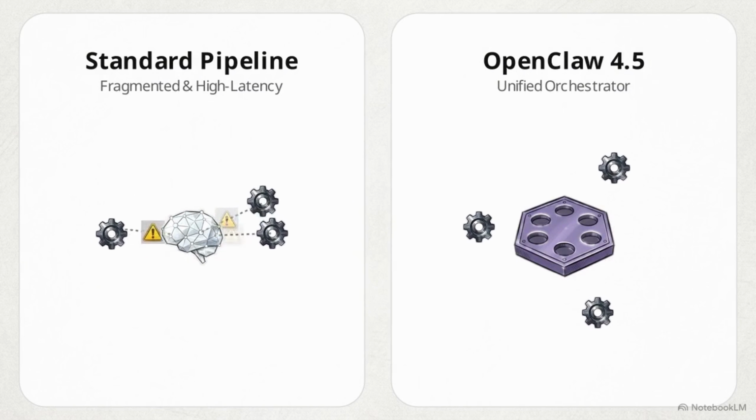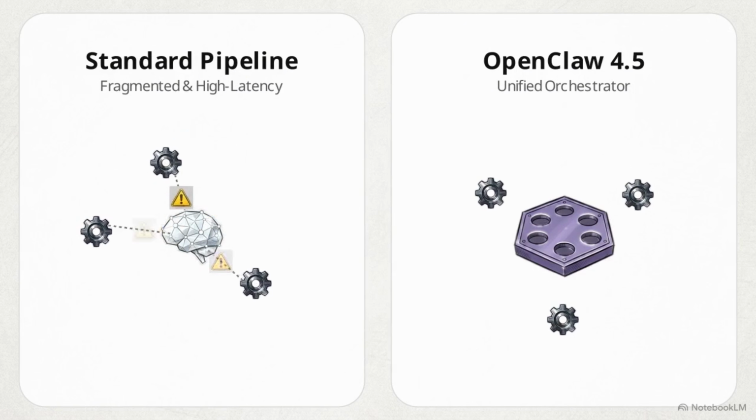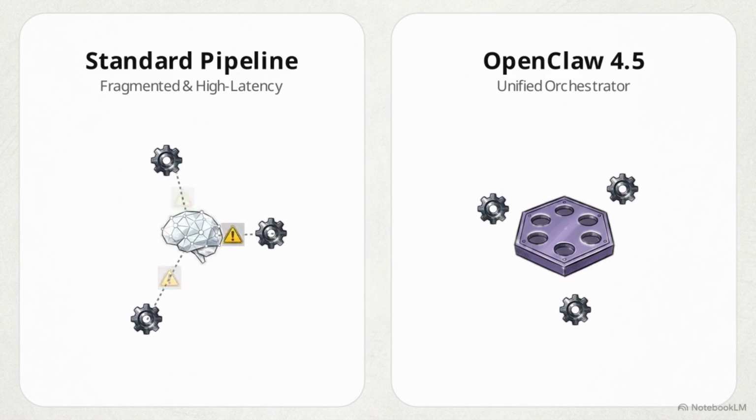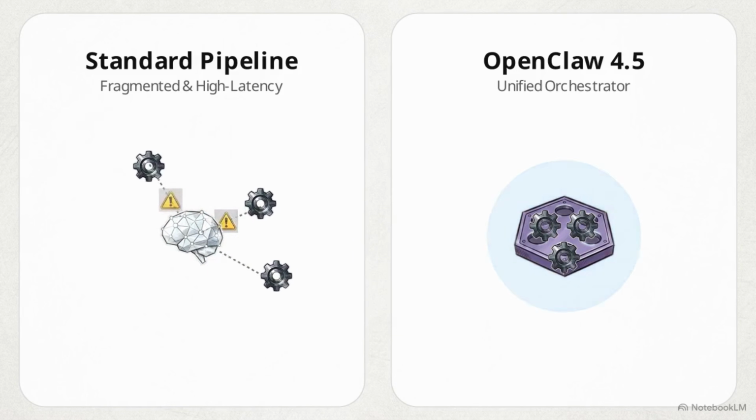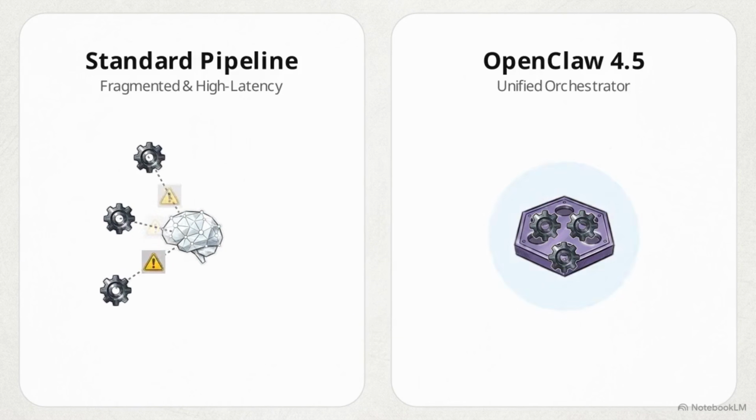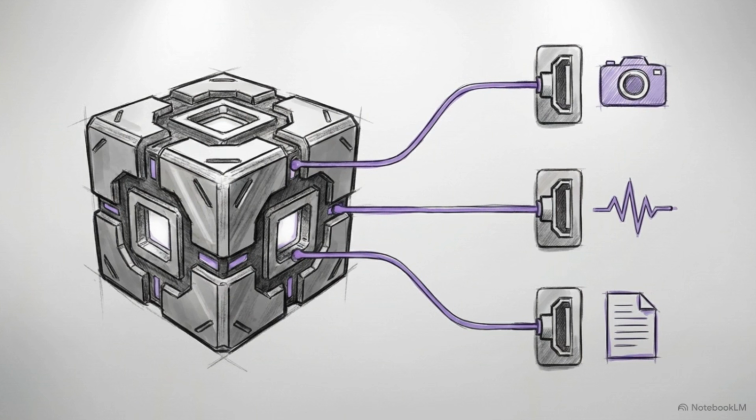On the left is the standard pipeline, a fragmented network of disconnected nodes orbiting an agent. On the right, those nodes smoothly collapse and integrate tightly inside a single central core orchestrator. Openclaw 4.5 operates as an integrated multimodal engine, centralizing tools that previously required separate API management.